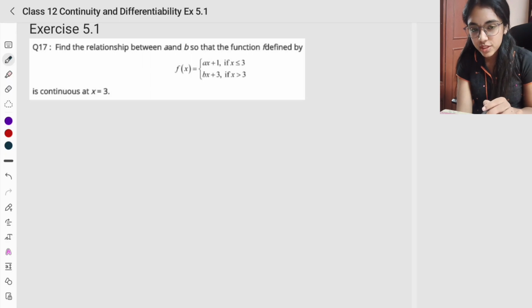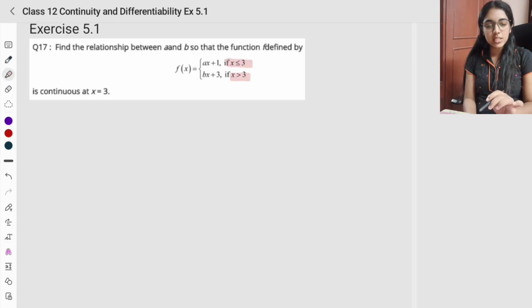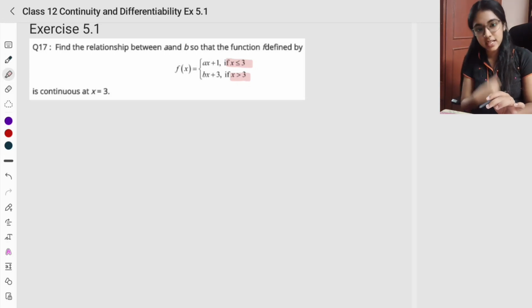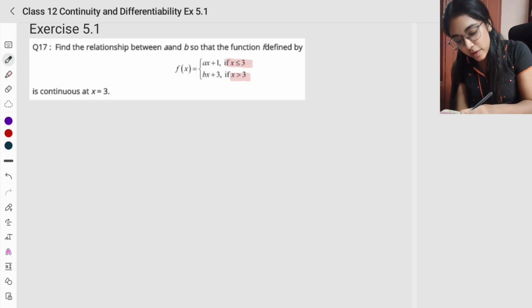I have two different conditions, where x is less than or equal to 3 and when x is greater than 3. So I have both my left hand limit and the right hand limit. So I need to prove that LHL is equal to RHL. Then I can find the relationship between a and b. They are asking for the relationship between a and b. Okay. So what is my first case?